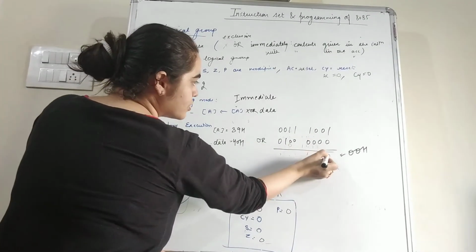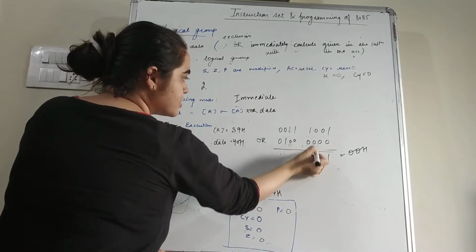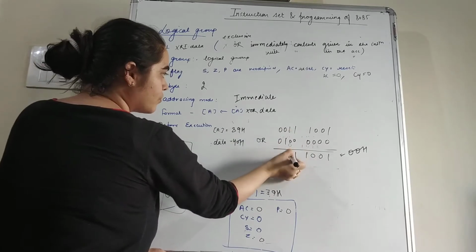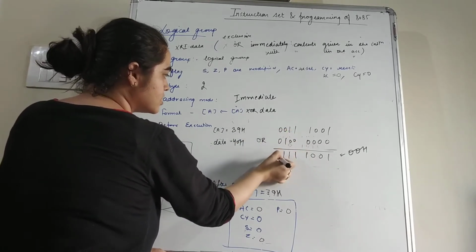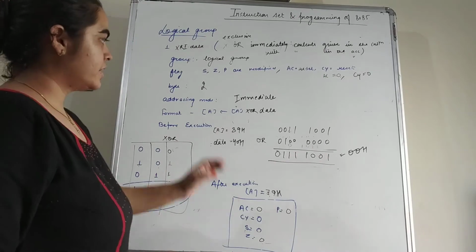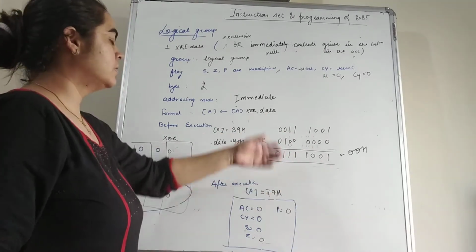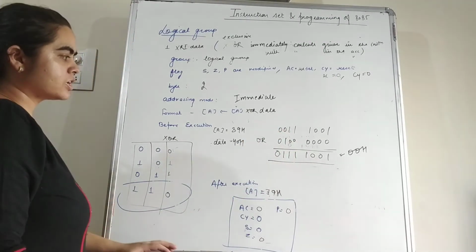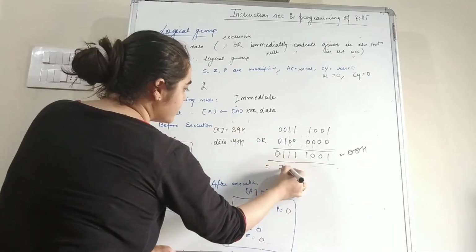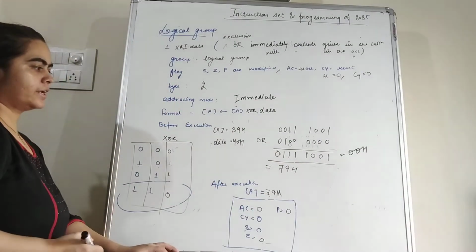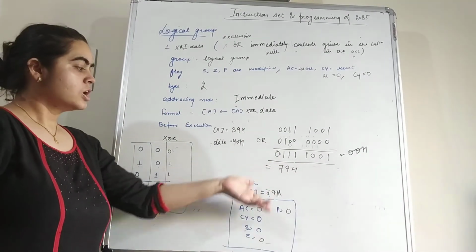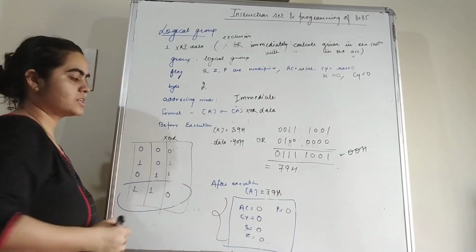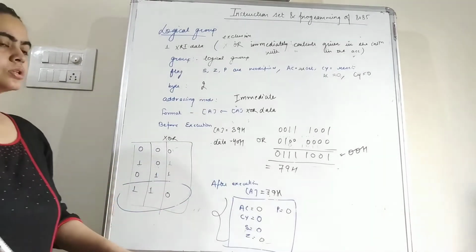So here 1 and 0 is 1, 0 and 0 is 0, 0 and 0 is 0, 1 and 0 is 1, 1 and 0 is 1, 1 and 0 is 1, 0 and 1 is 1, 0 and 0 is 0. So in this case, where the bits are different the result is 1, and if the bits are the same then the result is 0. So accordingly again we have a result that is 79H. So if the result is 79H, then the value of the accumulator is equal to 79H, and accordingly these flags are reset according to the result.